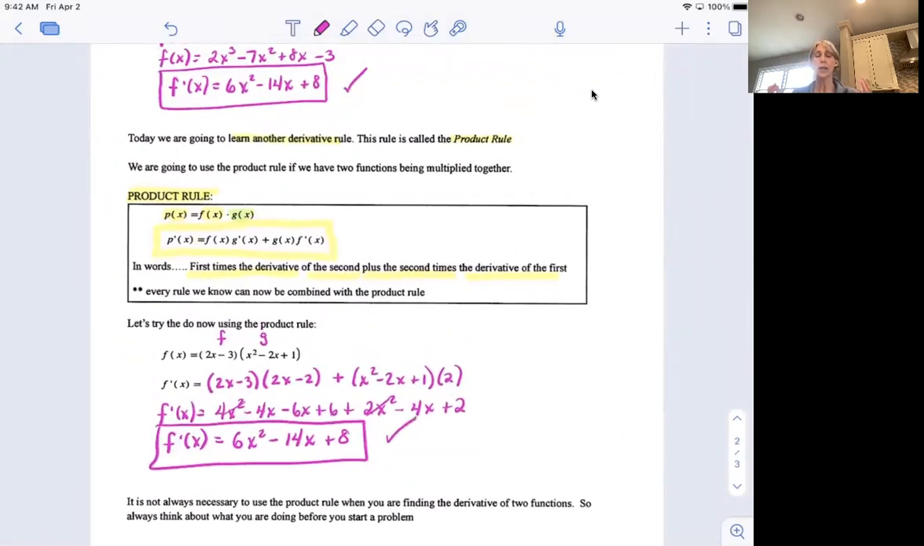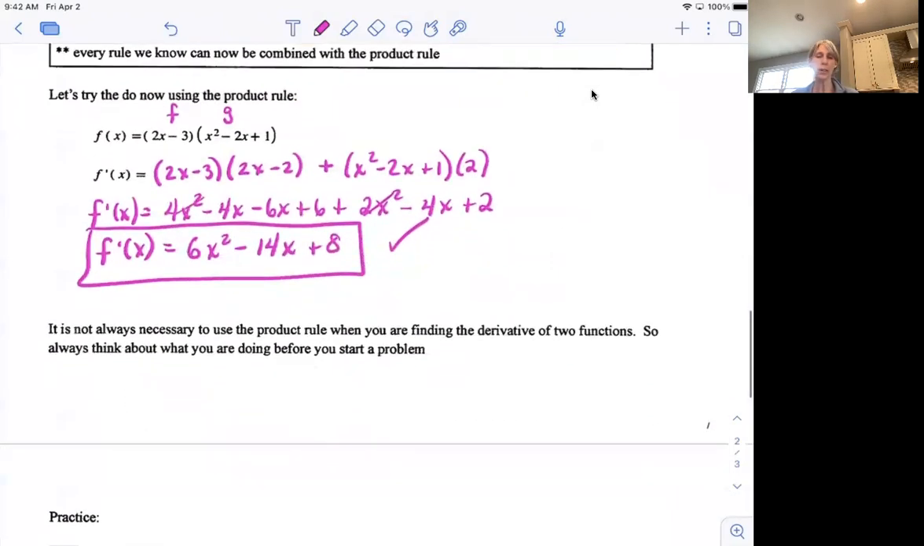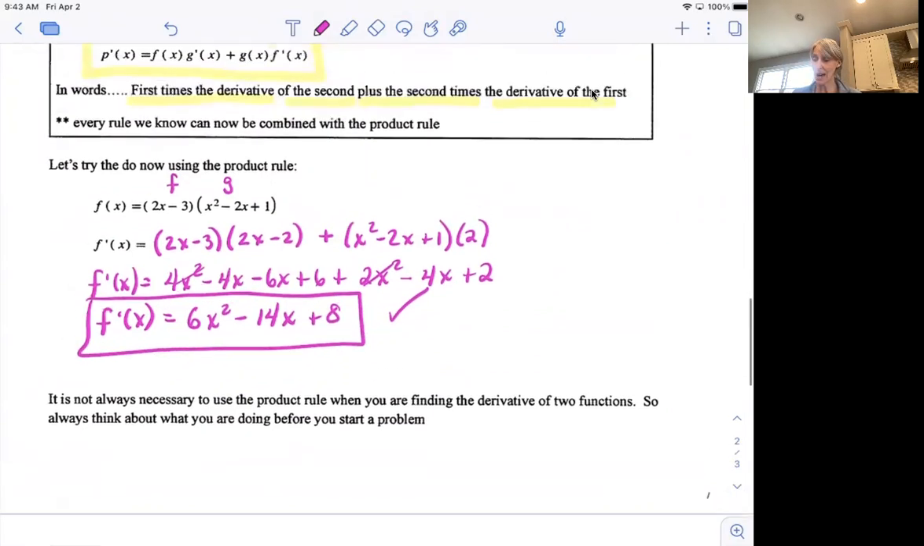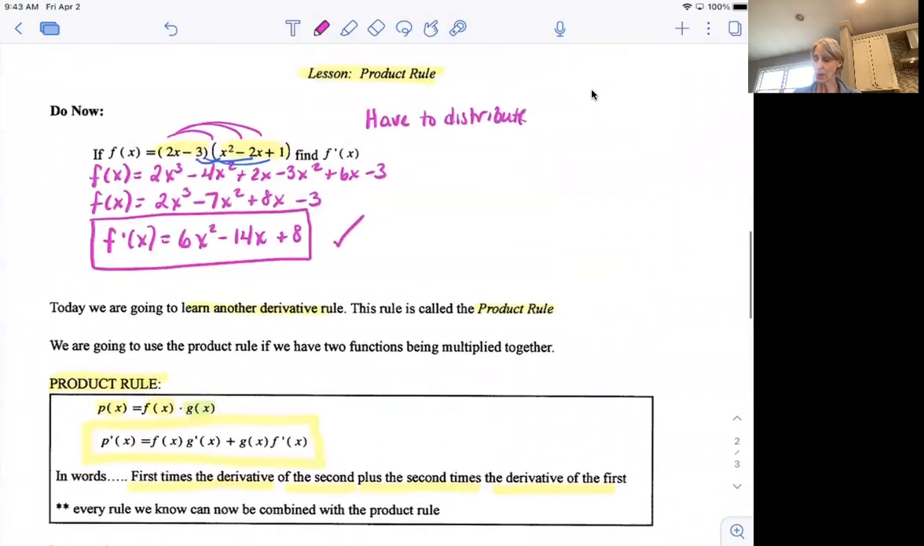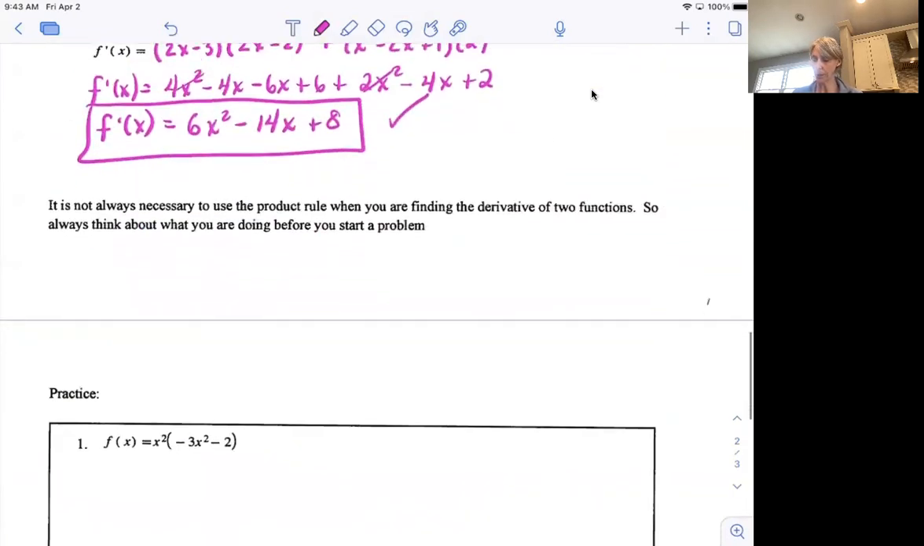Okay. Now, here's where you have to decide. It's not always necessary to use the product rule when you're finding the derivative of two functions if they're both algebraic. Always think about what you're doing before you start a problem. In this case, I think it would be easier to FOIL first and then take the derivative. So these are the things we're going to talk about as we move through the rest of this unit.